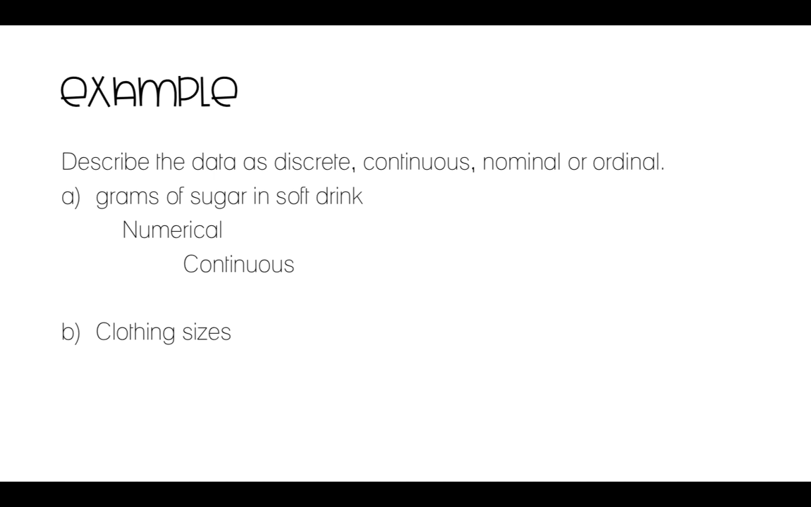And then your clothing size, so we're going to go with this being either a small, medium, or large kind of a thing. That's categorical, so it's going to be either nominal or ordinal. And we're going to say it's ordinal because it has an order. It's small, medium, large, extra large, 2XL, 3XL, so on and so forth. An extra small as well. So there's an order to them.